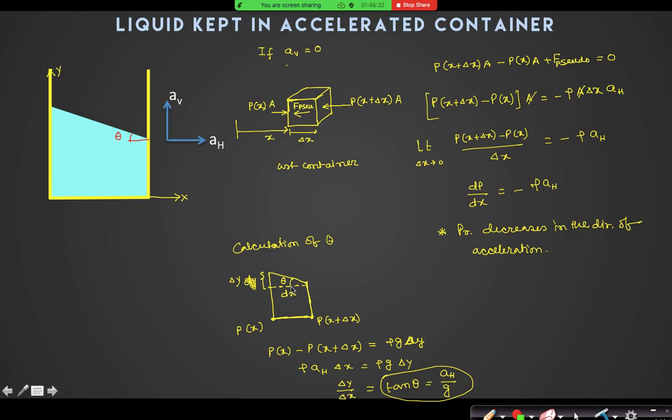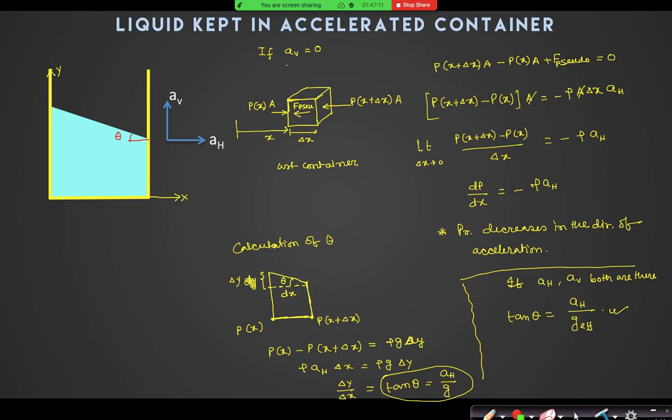Sir, if it were accelerated in both directions, it would have been g effective. Yes. Now if it has AH and AV both, then tan theta will be AH divided by g effective, right? So that is the calculation of theta.